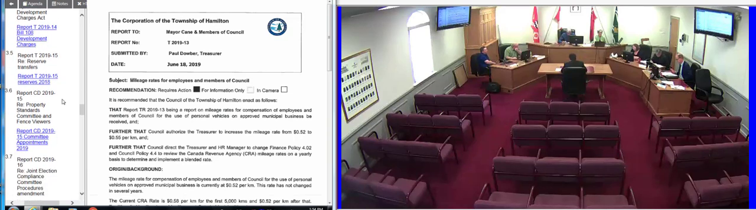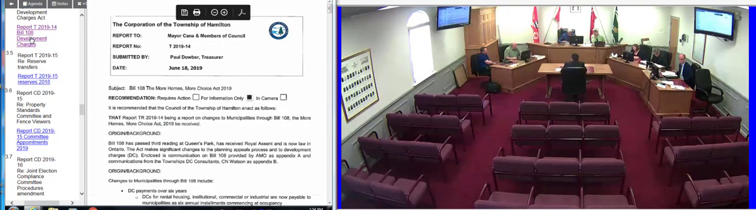Report T 2019-14. Need a mover and a seconder that report T 2019-14 regarding Bill 108, More Homes, More Choice Act, be received for information. Thanks, Pat. Seconder, Scott. Yes, Pat?